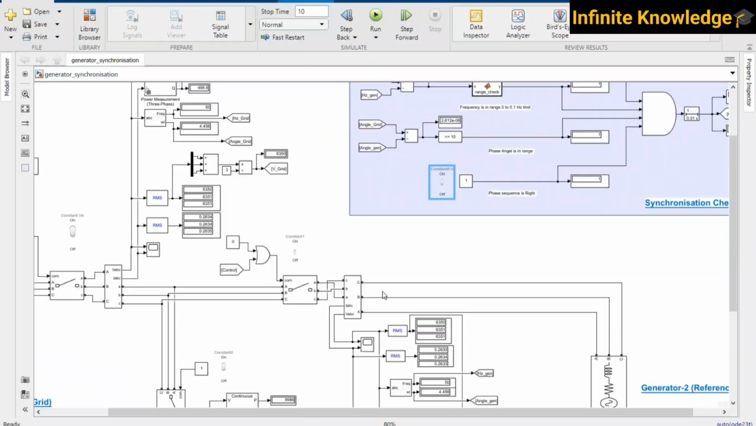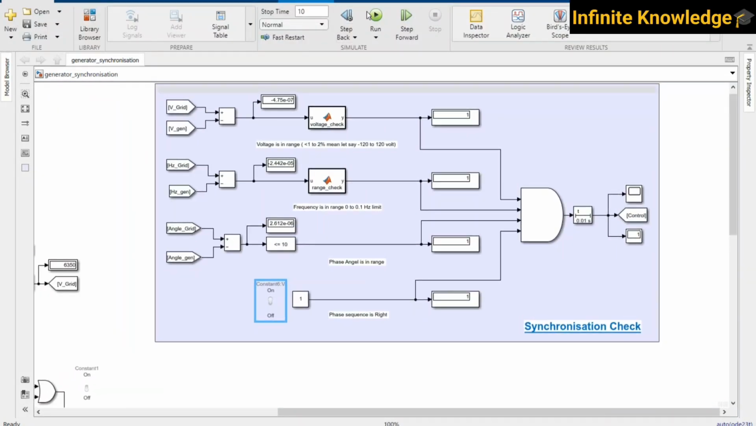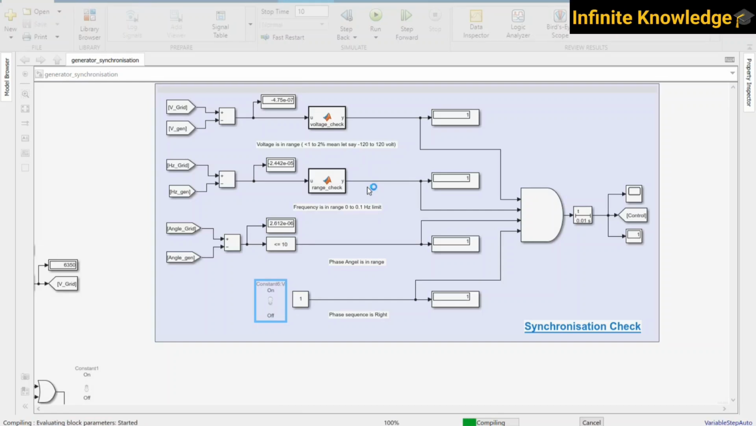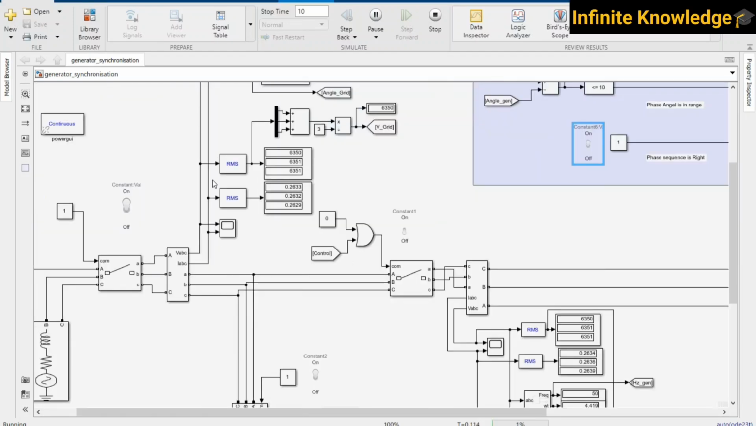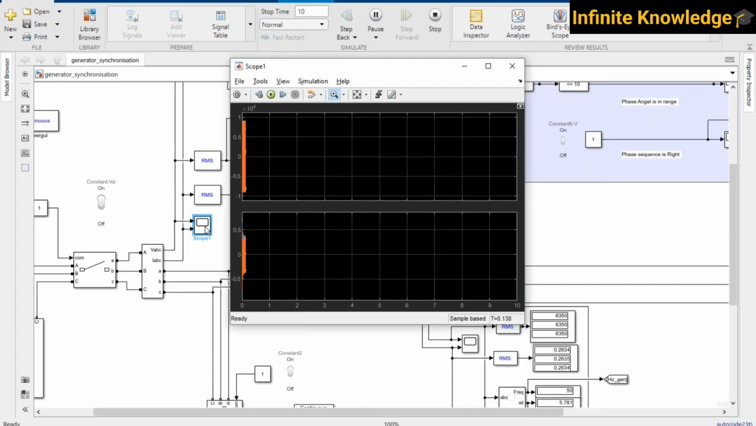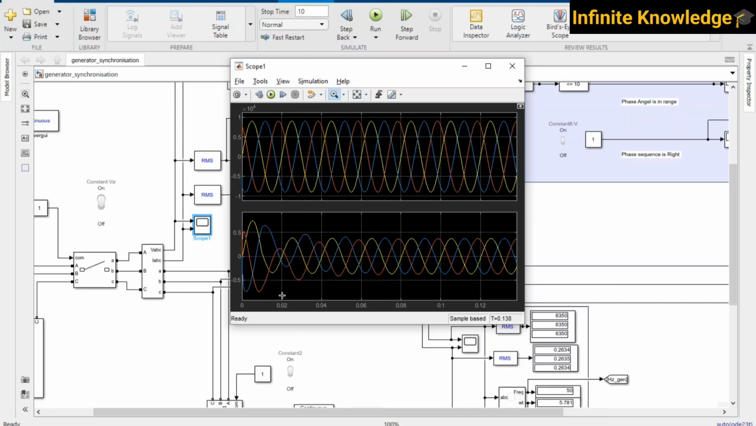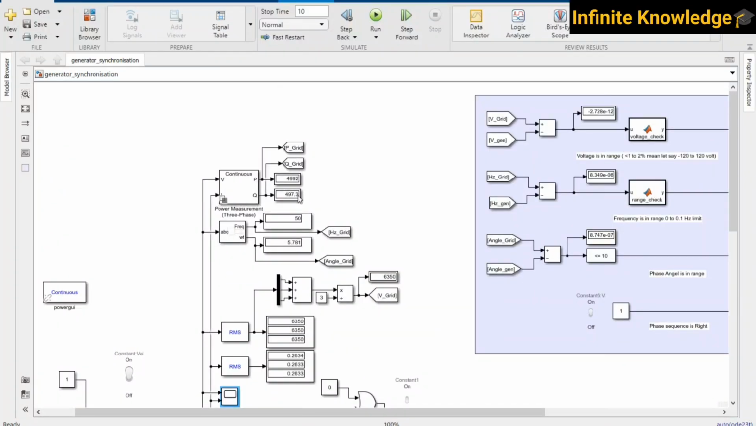So I just started the simulation to check whether we are getting output high or not. It takes some time to check the different values. If all the values are in range and okay, then there is some time delay, and then we get the high command, so all the things are okay, and that's why we are getting 1 over here. 1 means our breaker is closed, everything is okay, and the synchronization is done. If you want to check, you can just double click on this block. It takes some time to stabilize, and if you want, you can check this output also.